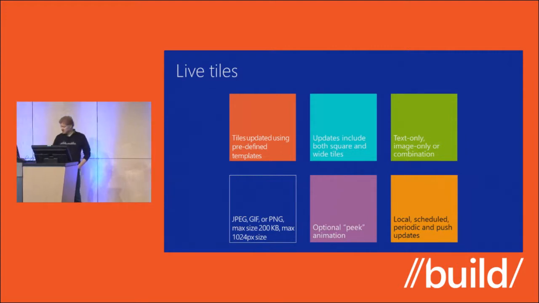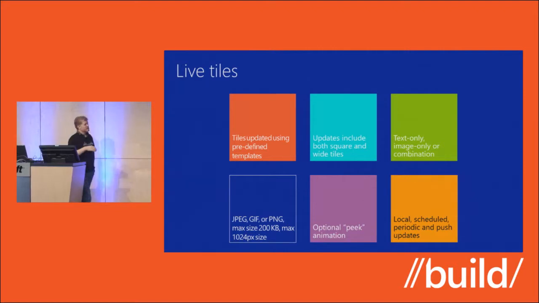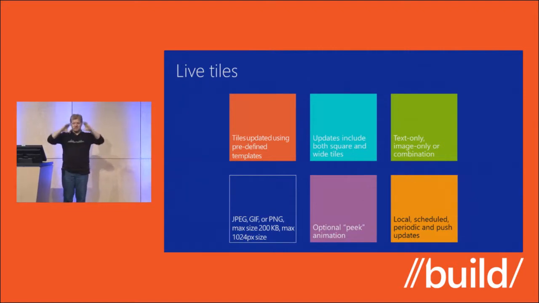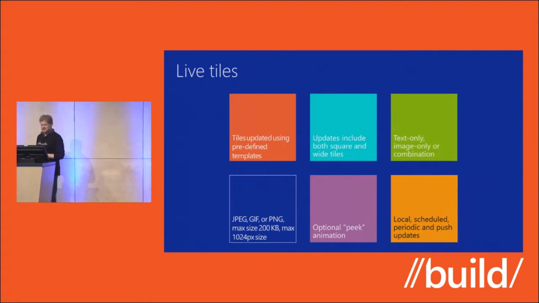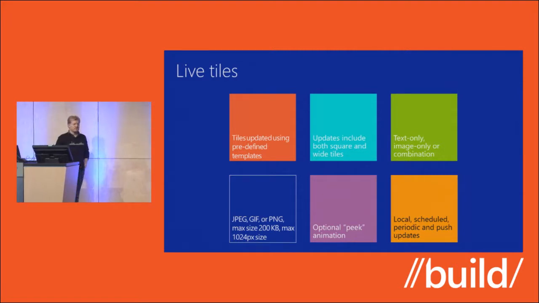I will mention also this idea of a peek animation, which you may have noticed when a tile shows a picture and then shows text and then goes back to the picture. It goes up and down that way. That's a tile template that has two pieces of information, and the system's just going between the two. So you get lots of interesting effects that way. And then as we'll see, you can do updates.